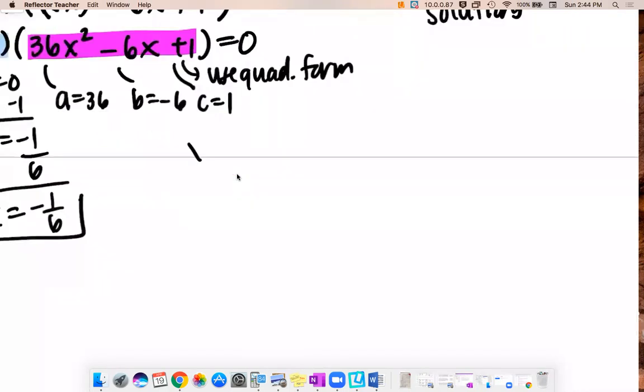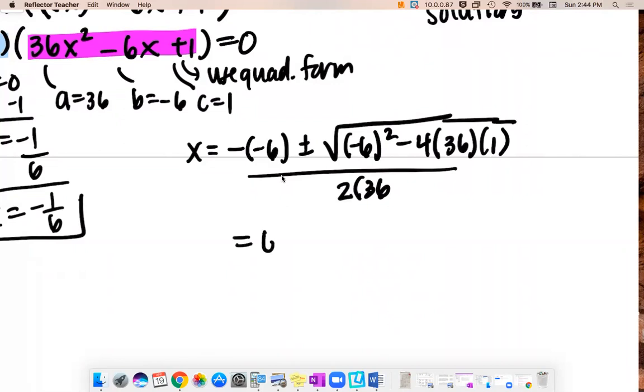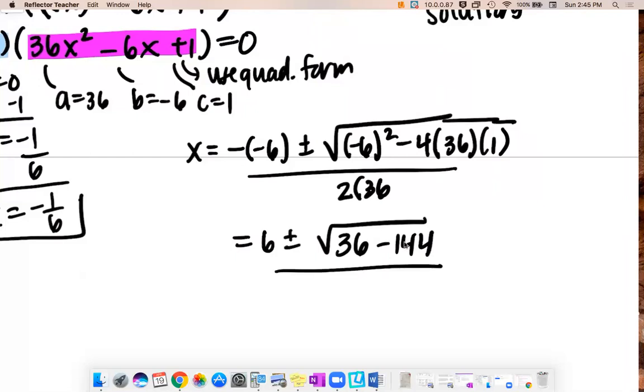So x equals -b, so -6, plus or minus square root of b squared minus 4 times a times c, all over 2 times a. So this is getting big because our a is 36. So negative, this becomes +6, plus or minus. If I do -6 squared, -6 times -6 becomes +36. And then if I do -4 times 36, that becomes -144. And then times 1, so -144 over 2 times 36, which is 72.